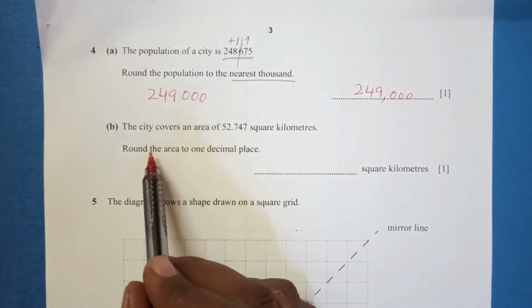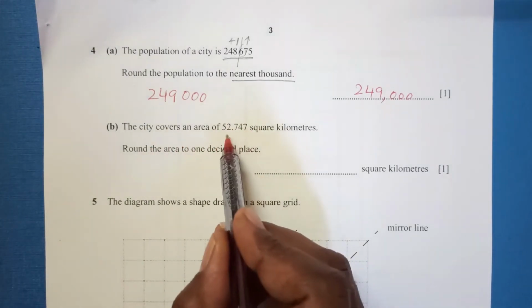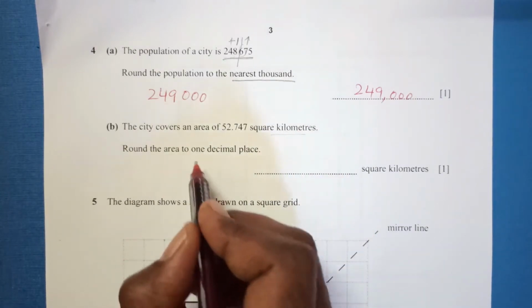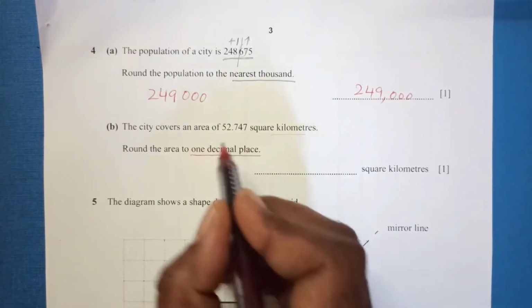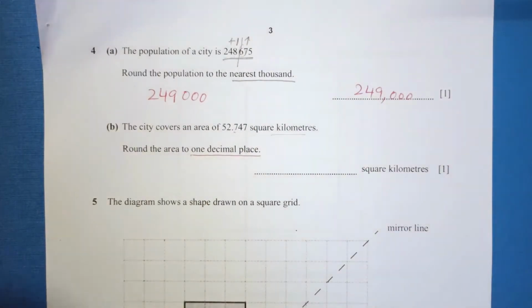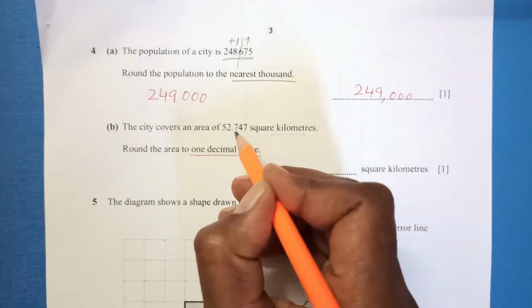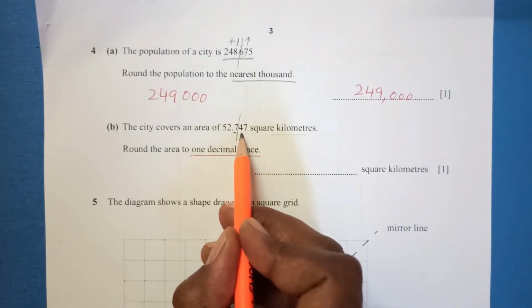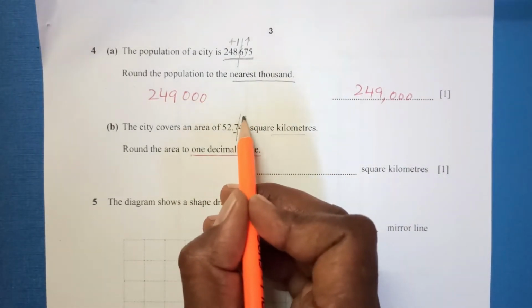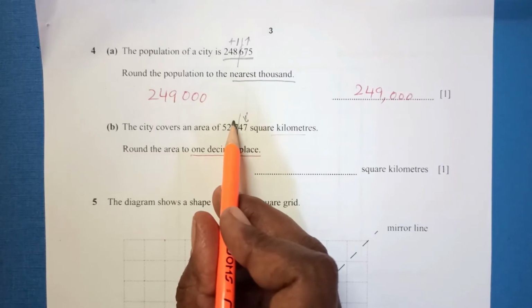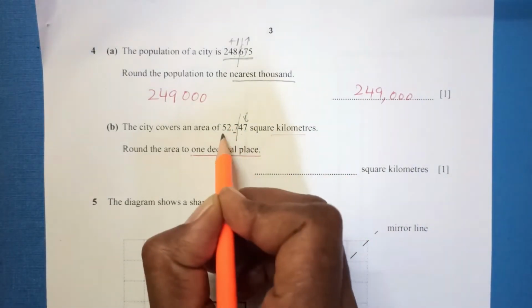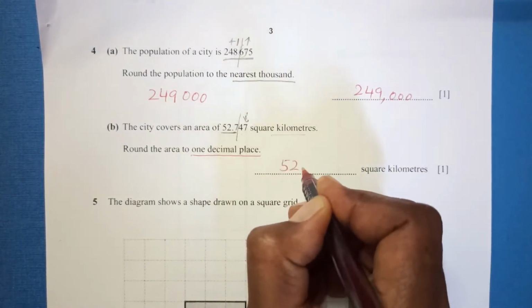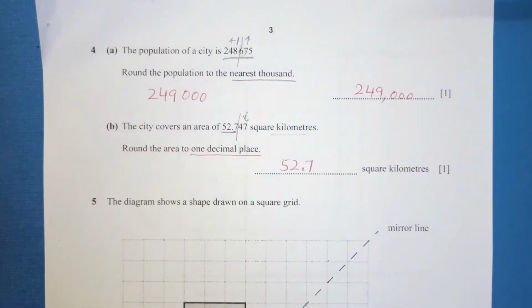Part B, the city covers an area of 52.747 square kilometers. Round the area to 1 decimal place. Now we need 1 decimal place, so for 1 decimal place we need up to here. Let's see what is next here. So the next digit is less than 5, so we are not going to add anything here. So our answer will remain 52.7 square kilometers.